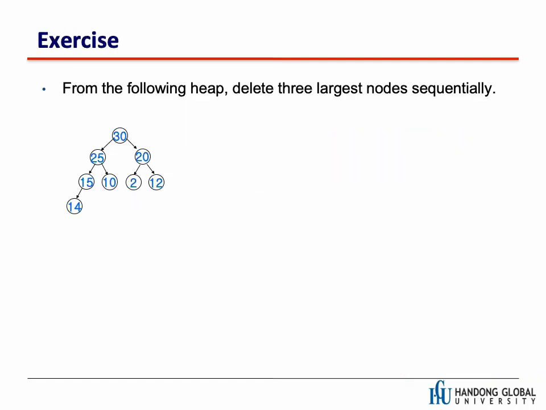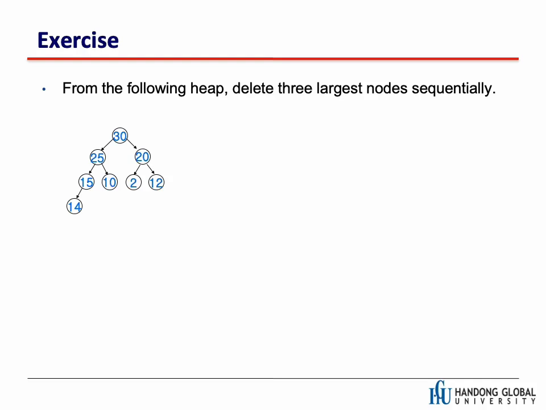From the following max heap, delete the 3 largest nodes sequentially. First, we delete 30, and then 14 should go up. Then 25 is larger than 20, and 25 is larger than 14, so we have to swap 25 and 14. And now 14 has 2 children, 15 and 10. 15 is larger than 10, and 15 is larger than 14, so we have to swap.